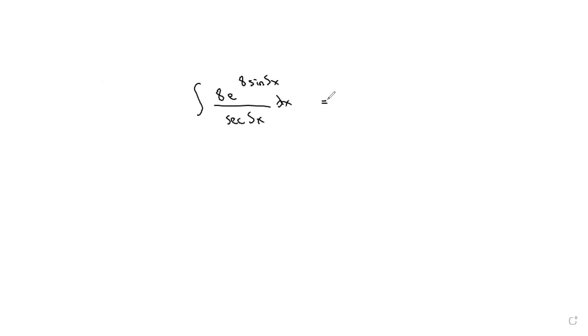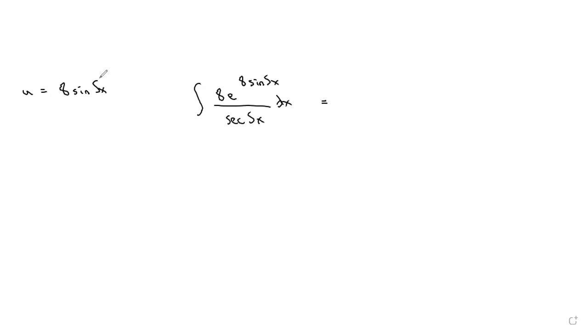Okay, so in this case, of course, u is going to be 8 sine 5x. So let's just write that on the left. u equals 8 sine 5x. So here we have a bit of a problem because we need e to the u with du sitting next to it, but all we have is a secant 5x on the bottom, which is definitely not a good thing.